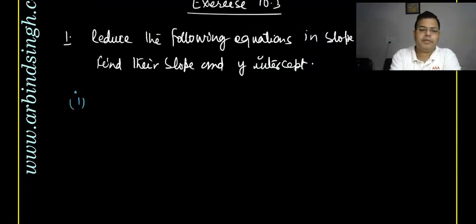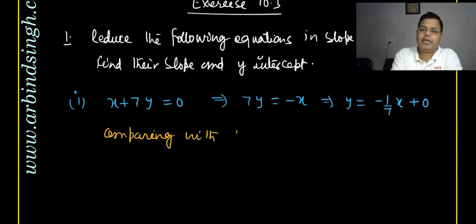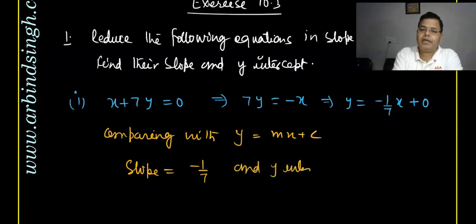The very first question is given that x plus 7y is equal to 0. So this can be written as 7y is equal to minus x, and y is equal to minus 1 by 7 into x plus 0. Comparing with y is equal to mx plus c, we get slope is minus 1 by 7 and y-intercept, that is c, is 0.